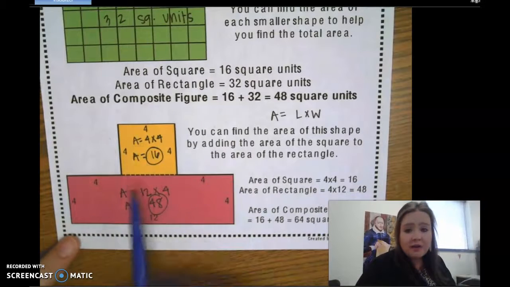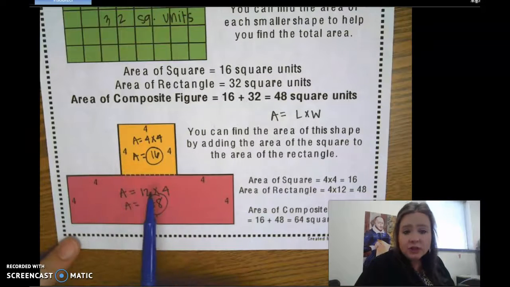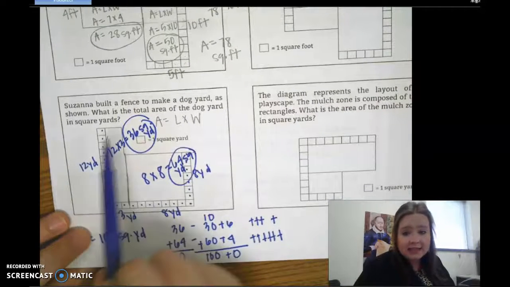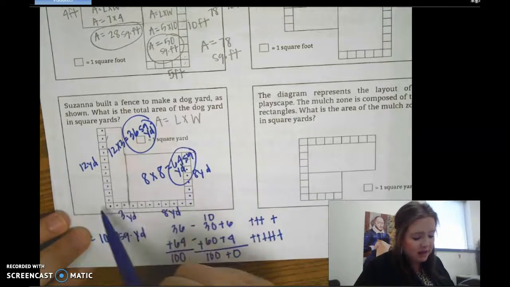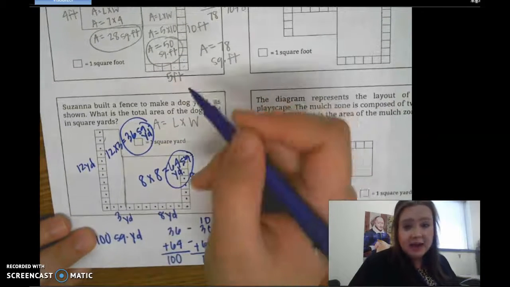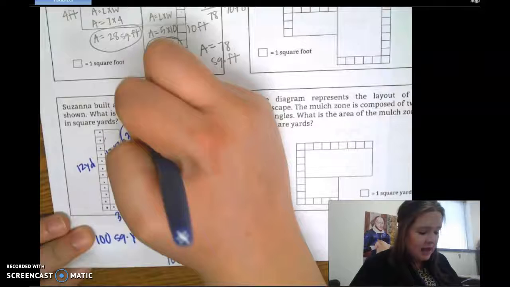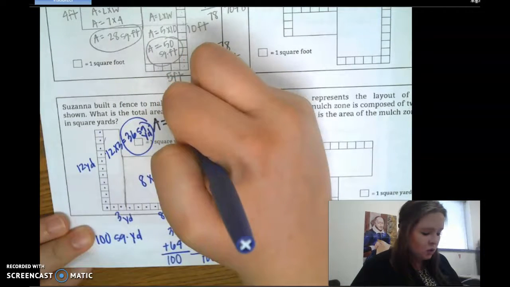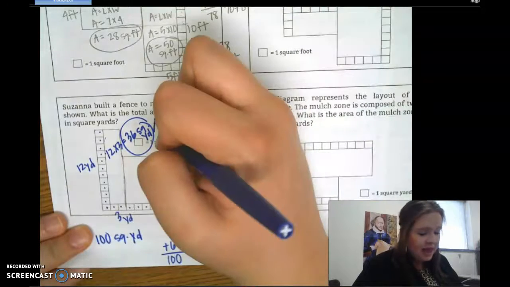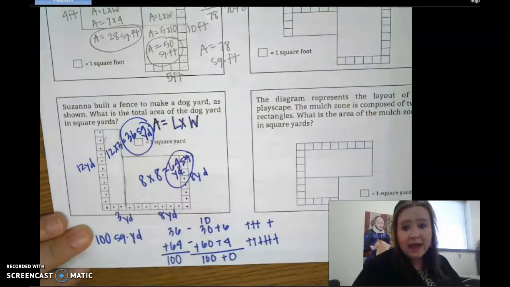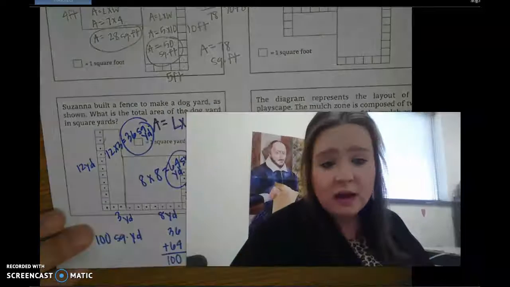Sometimes you're not given a grid. You're not given your little boxes, your squares. I don't want to see you drawing them in. I did not draw them in. I counted my length and my width, and then I multiplied to find my area. I want you to say the area formula with me. Area equals length times width. Let's say that again. Area equals length times width. We need to make sure that we know that and we're using that formula properly.